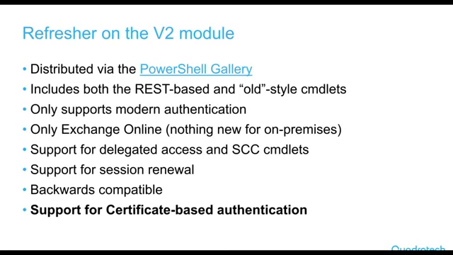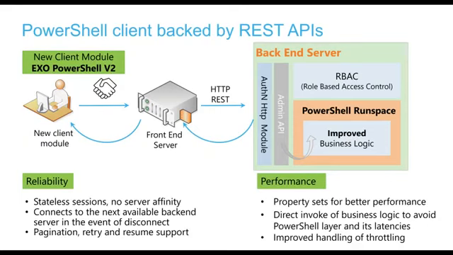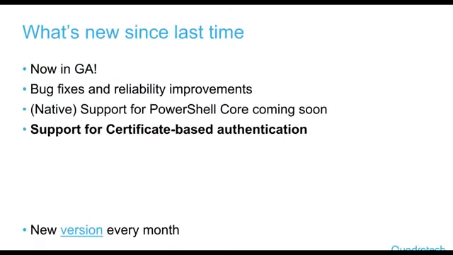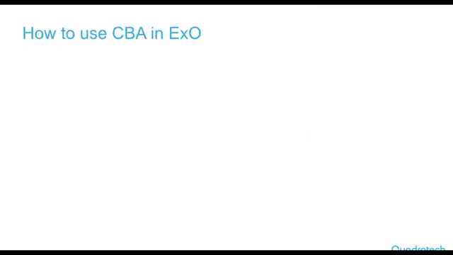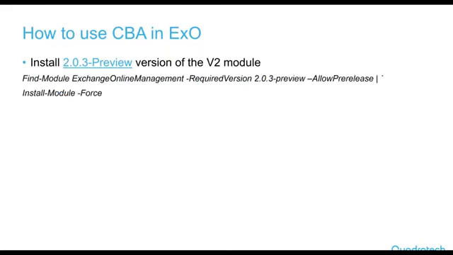I will skip the next slide, which is basically a refresher of what the REST commandlets are and what sort of improvements they give you, and go straight to the essence of this presentation. In order to start using the certificate-based authentication feature in Exchange Online, you need to download and install the 2.0.3 preview version of the module. You can simply do a find module, install module, and get it over with. You need to use the allow pre-release switch because it's still a preview version. Once it matures to GA status, it will be incorporated in the main module.